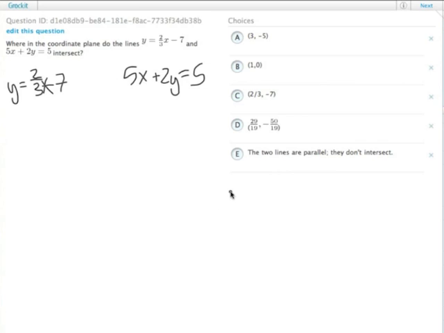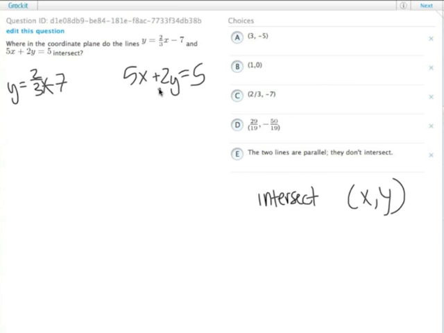The point where these two intersect, they will intersect at the same xy coordinate. That is the definition of the intersection. So the point at which these two lines are equal is going to be the point that they intersect. So we can just set the equations equal.